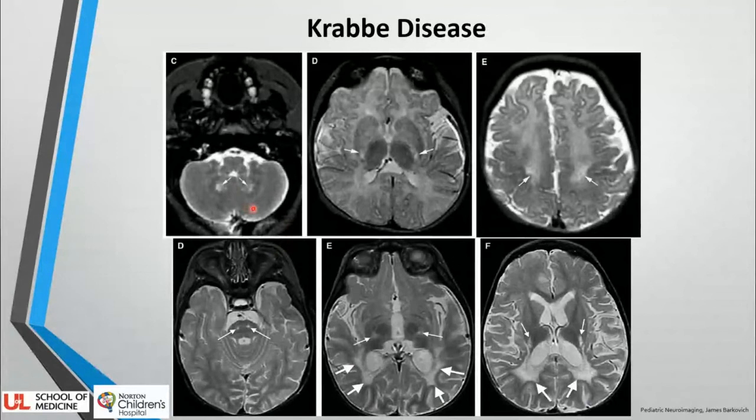The image on the top left demonstrates abnormal bright signal in the dentate nucleus. This image in the center shows involvement of the corticospinal tracts in the posterior limb of the internal capsule. The image on the right shows involvement of the corona radiata. The image below on the left shows involvement of the corticospinal tract in the pons. And the images in the center and to the right are examples of advanced Krabbe's disease showing abnormal bright signal in the periventricular white matter and deep white matter, as well as dilatation of the sulci and ventricles from volume loss.